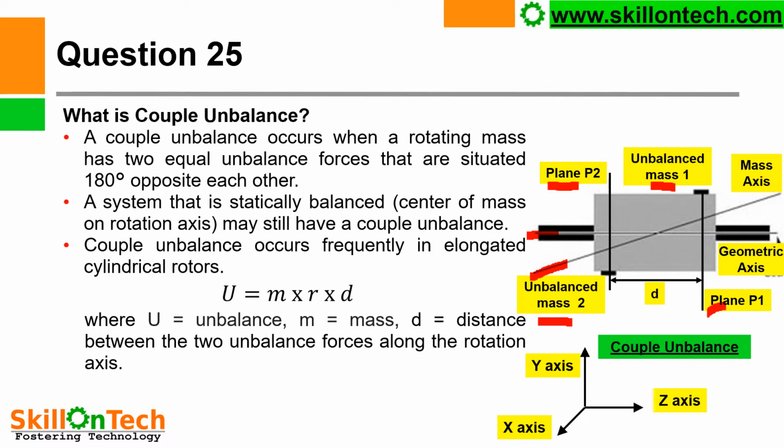A system that is statically balanced, center of mass on rotation axis, may still have a couple unbalance. Couple unbalance occurs frequently in elongated cylindrical rotors. U equal to m into r into d, where U equal to unbalance, m equal to mass, d equal to distance between the two unbalanced forces along the rotation axis. So here you can see this is the distance d.